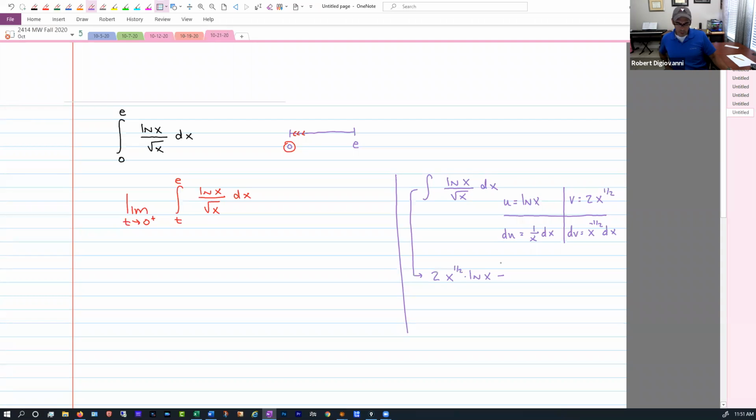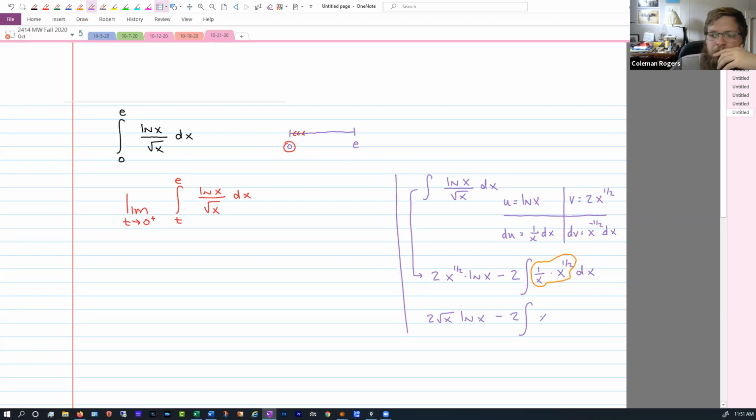Okay, when I do the voodoo part, I have a 2 that can come out. And then I have to put the 1 over x together with the x to the 1/2. Any questions? What does that integrand turn out to be? When I simplify that algebraically, what is 1 over x times x to the 1/2? x to the negative 1/2.